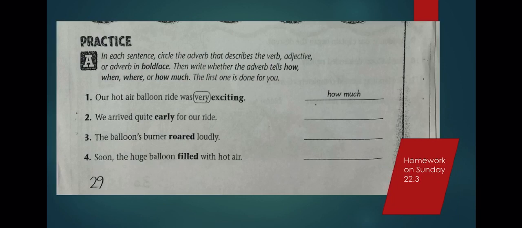You have sentences. This practice wants you to circle the adverb that describes the verb or adjective, and to write whether the adverb tells you how, where, when, or how much. The first one is already done. Our hot air balloon ride was very exciting. Here you have the adverb exciting, and you have another adverb, very, which is describing another adverb, exciting. So you have an adverb describing an adverb.